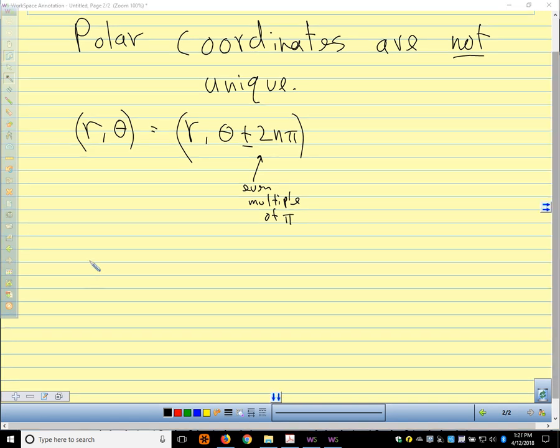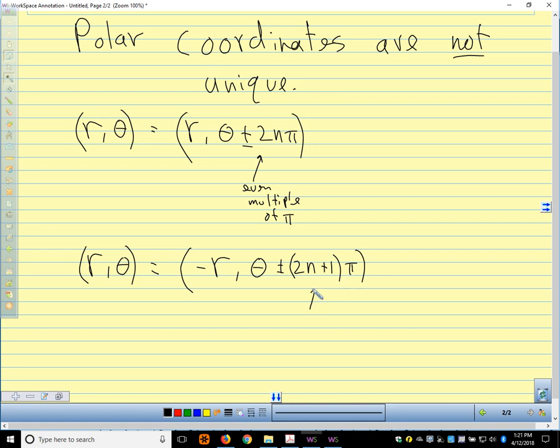Well, we can also talk about negative radiuses. So r, theta is going to be the same as negative r, comma, theta plus or minus (2n plus 1) pi. So this is an odd multiple of pi. So I want to plot a point here to illustrate what this negative r tells us to do. Essentially what we're going to do for a negative radius is go to the angle that it tells us, but instead of plotting the point there, we go the opposite direction. That's what the negative r tells us.